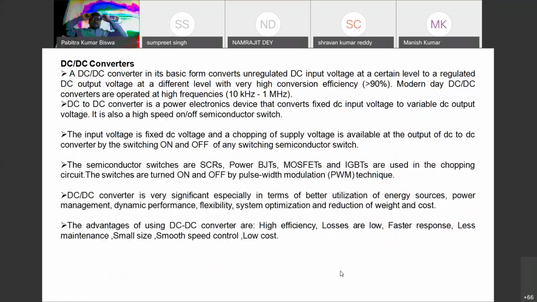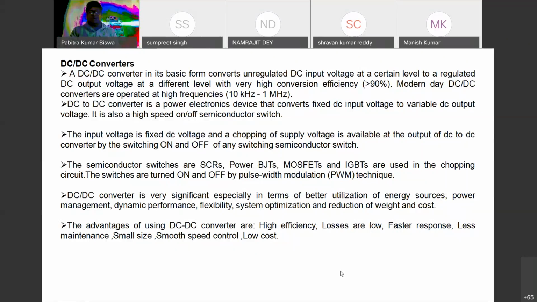Now I am discussing the more important converters. There are different types of converters that may be used: DC to DC converter, AC to DC converter, and DC to AC converter. Actually, in some cases, very few cases, only AC to DC is used. In every case, DC to DC converters are used.